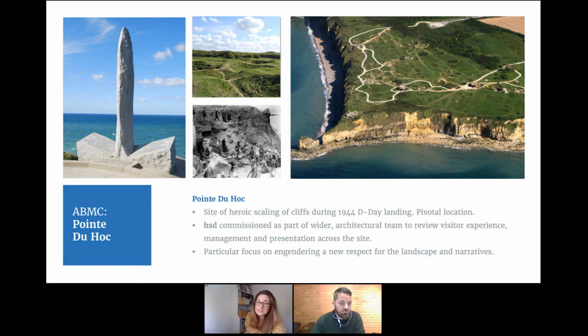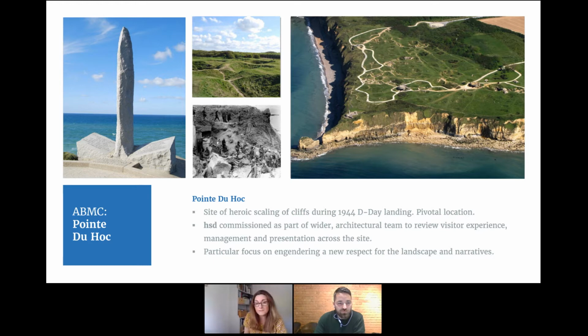As you'll see from some of the photos on screen at the moment, the landscape that visitors encounter today is still very much marked by those events during the Second World War. There are bomb craters and the remains of historic structures that were used as defensive positions. But because of the state of the pathways and some of the infrastructure on the site, it's very unclear for visitors how they are supposed to traverse that landscape, and particularly which parts of the site are really part of the memorial, and therefore need to be treated with respect.